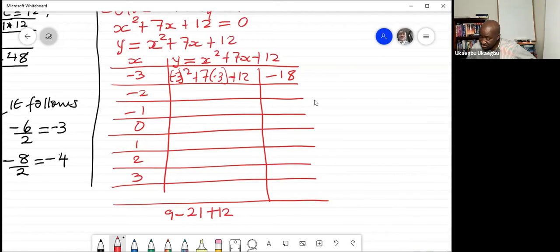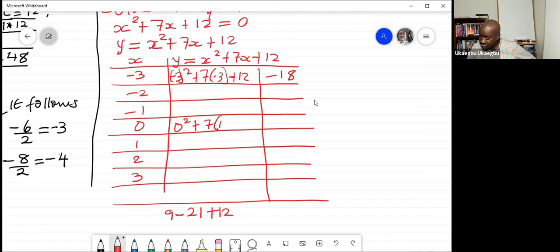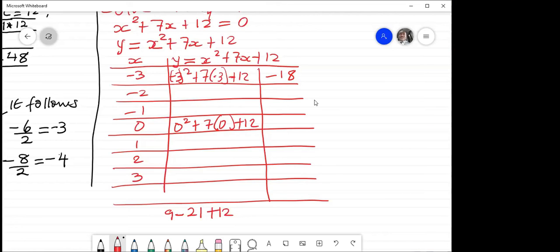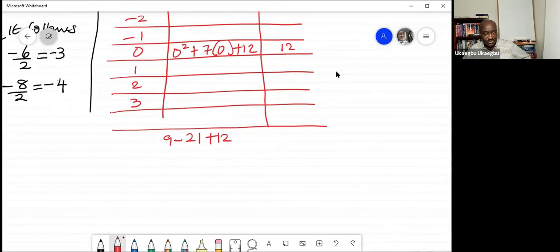Do it for all of them. So I'm going to do some of them. I'm going to do 0. So you have 0 squared plus 7 times 0 plus 12. This one is going to give us 12. So you have to do the rest of them. Complete the table, and then we are going to plot the graph below it.